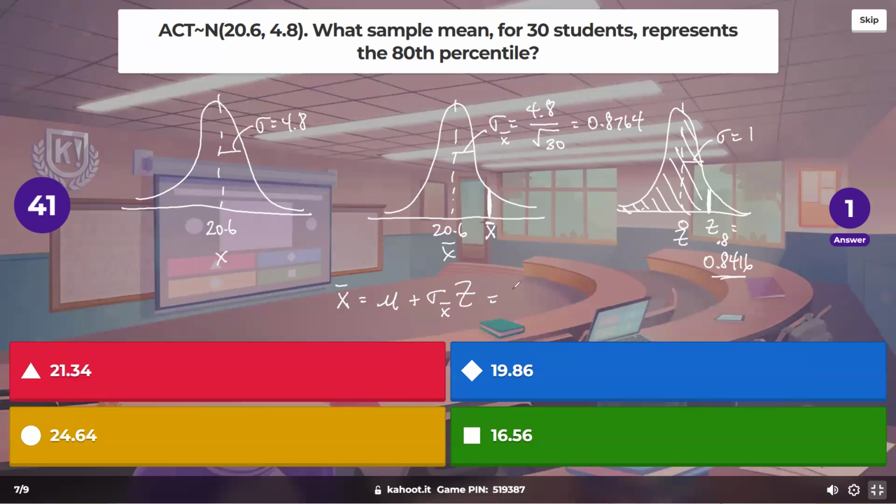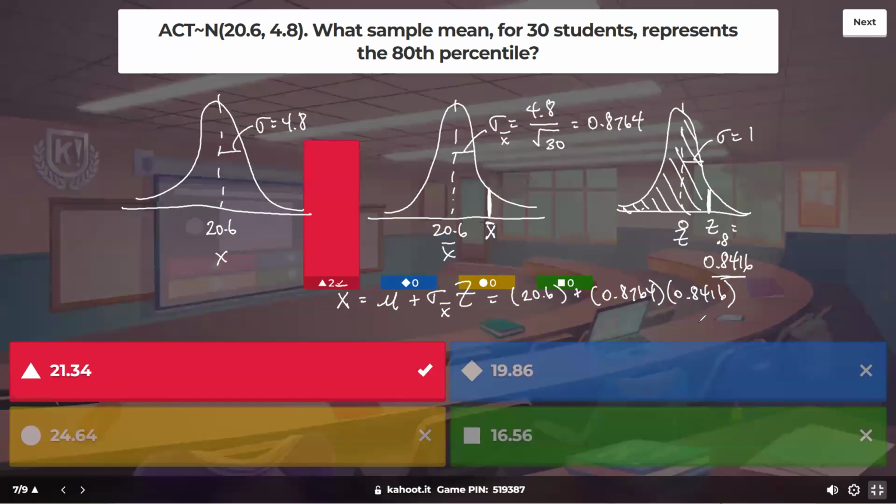Let's plug things in here. 20.6 plus standard error times our Z value. And what do we get? We got 22.30. Sounds about right. No, I'm thinking it should be 21 point something.